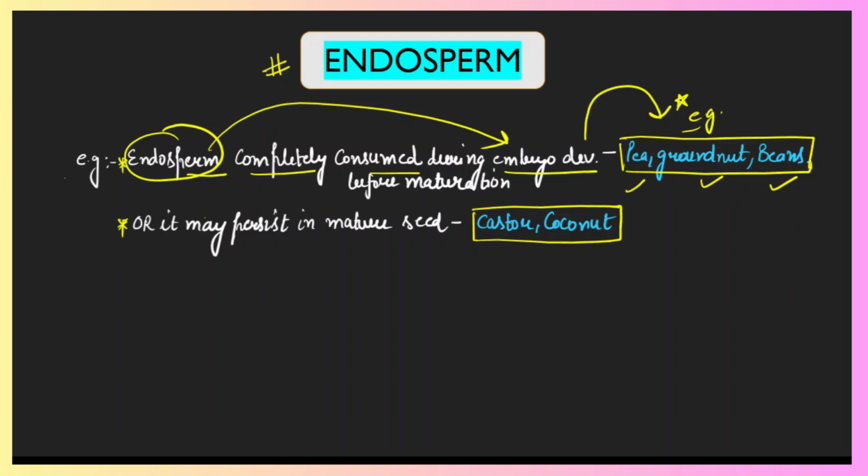The second type of example is where the endosperm is not completely consumed during embryo development, and persists in the mature seed. This kind of situation occurs in castor plant and coconut plant. So these examples are very important.